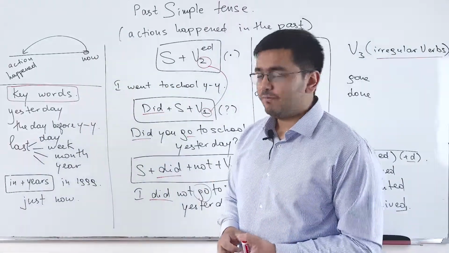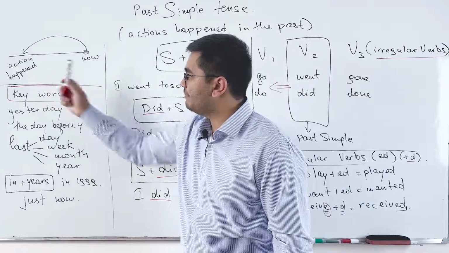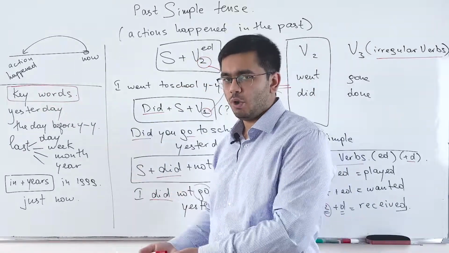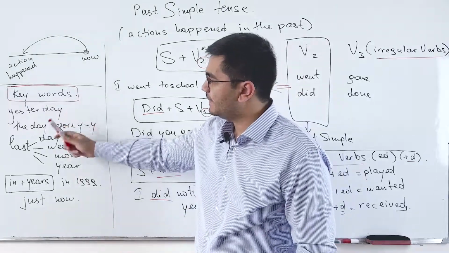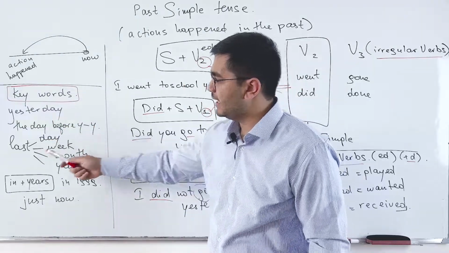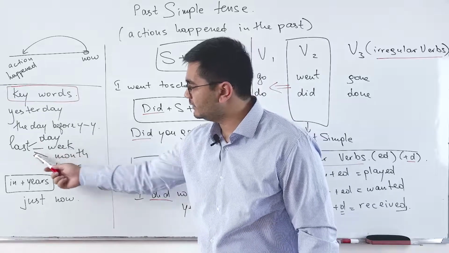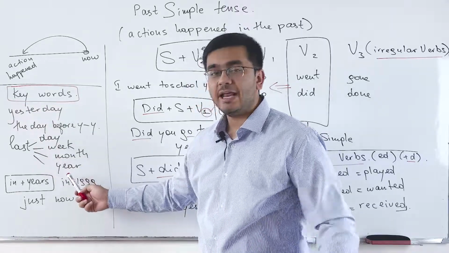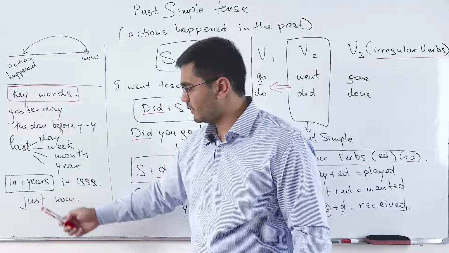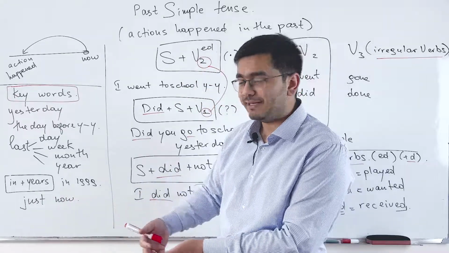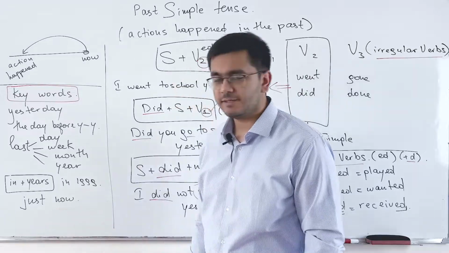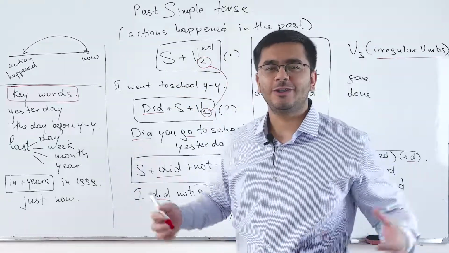And we use past simple when the actions happened in the past, and there are some keywords that show it's past simple. For example, yesterday, the day before yesterday, last day, last week, last month, and last year, and also in plus years, for example, in 1999. So it shows it happened in the past. And the last one is just now. This is all for past simple.